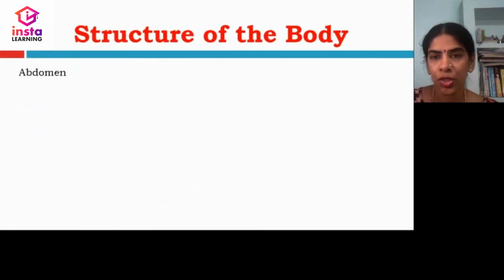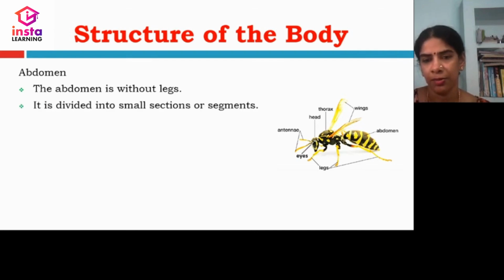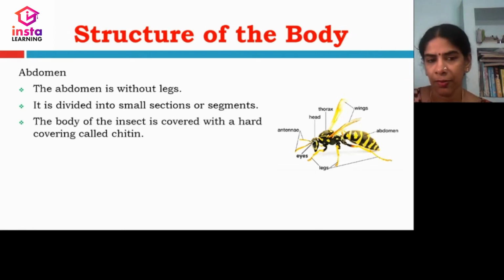The third part which we saw in the body was the abdomen. The abdomen is the last part of the body. You can see in the picture there are no legs in the abdomen. It is divided into small sections, which we call segments. The body of the insect is covered with a hard covering called chitin.